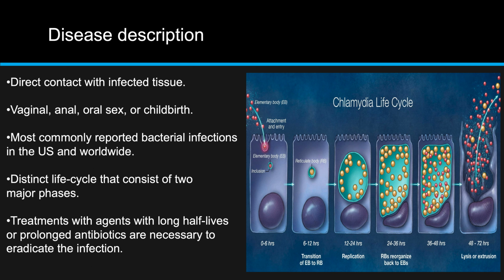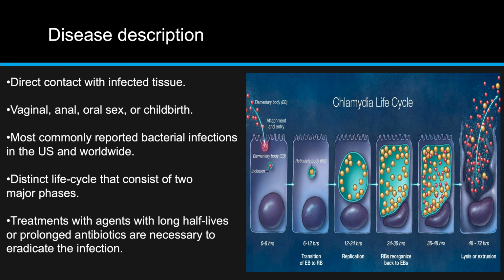Chlamydia is transmitted through direct contact with infected tissue and spreads through vaginal, anal, or oral sex with someone infected. Chlamydia can also be given to a baby during childbirth by the mother. Chlamydia infections are the most commonly reported bacterial infections in the U.S. and the most common cause of sexually transmitted infections worldwide.